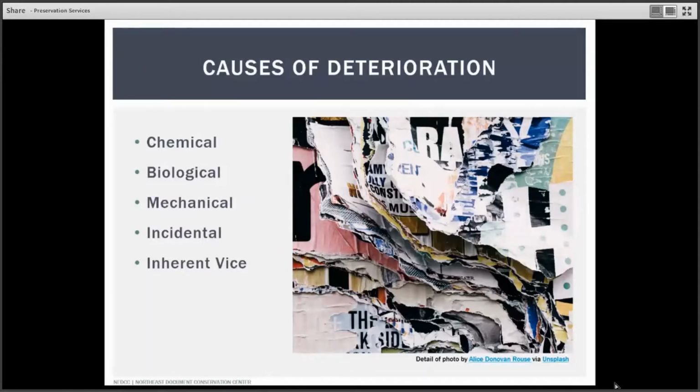This session is organized into several parts to help understand the relationship between inherent issues within our materials and the external factors that surround them. As you can see from the slide, we'll start by discussing chemical forms of deterioration, then move on to biological, mechanical, incidental, and inherent vice.